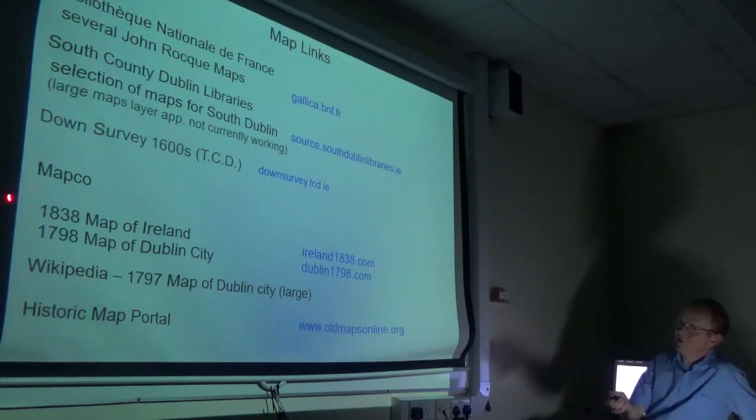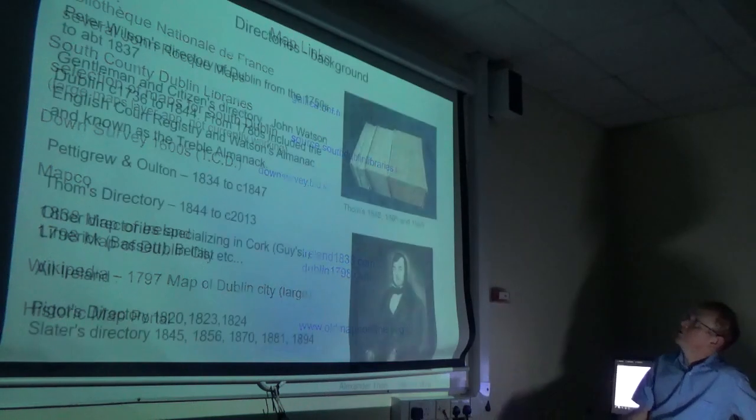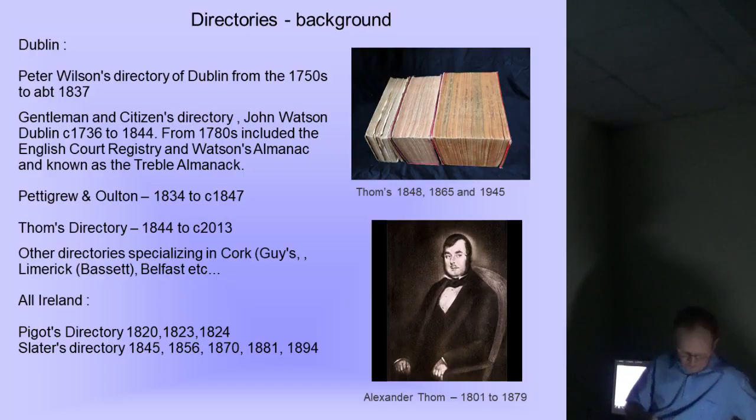And there's some other links, map code, there's nice ones of Ireland and nice ones of Dublin. And there's a big downloadable image on Wikipedia. And there's this one. That's all over the world, but it's got some nice maps. Directories.